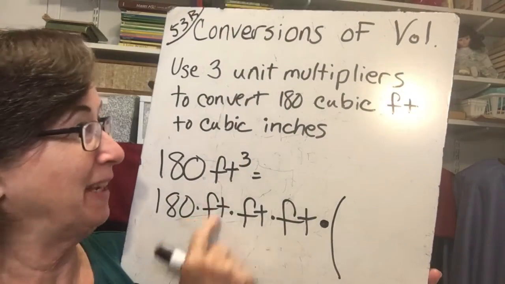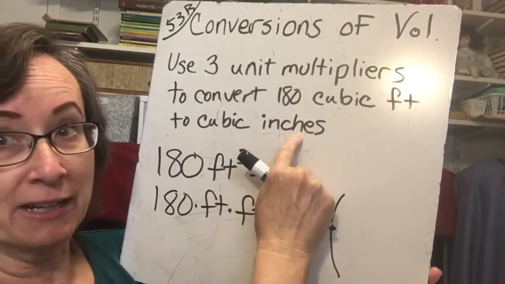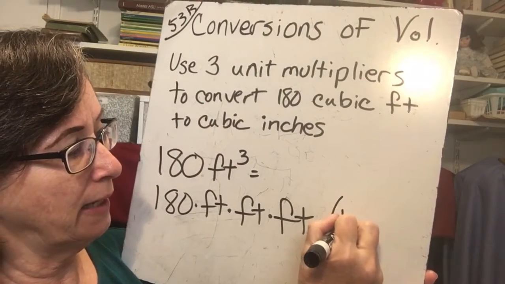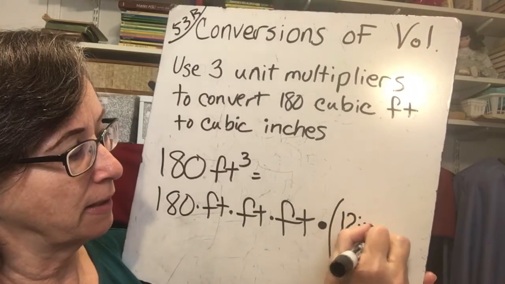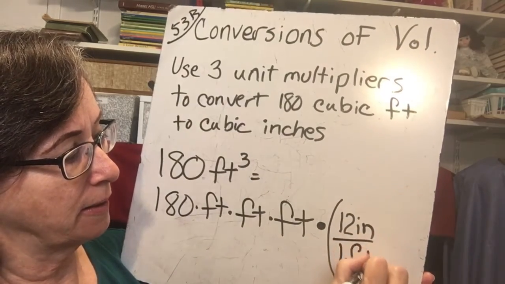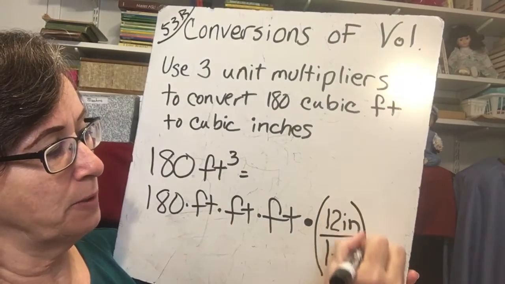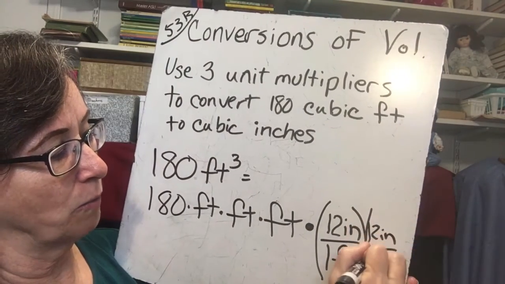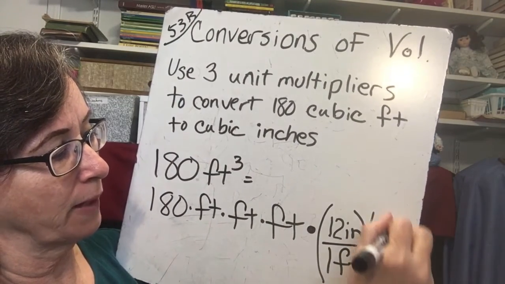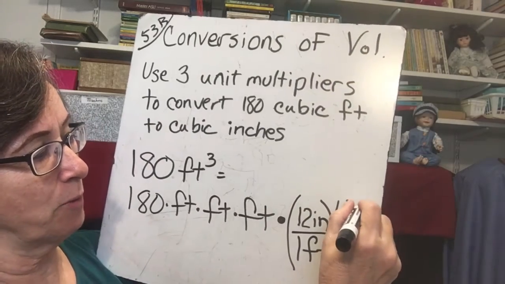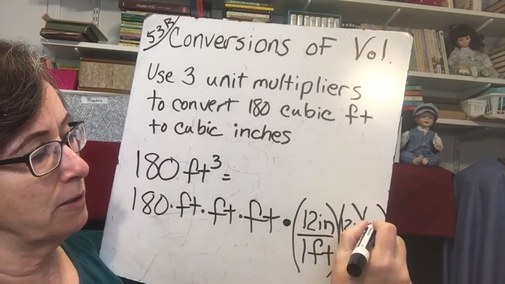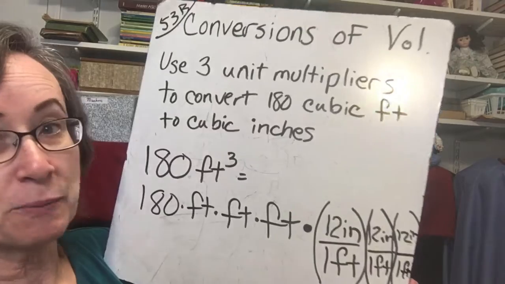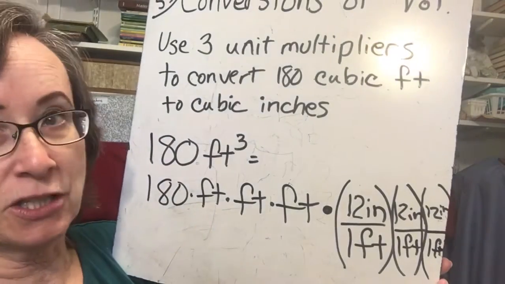So to get from feet to inches, because in our answer, don't we need inch times inch times inch? So we're going to say 12 inches is 1 foot, times 12 inches is 1 foot, times, can I squeeze one more? You think I can squeeze one more? 12 inches is 1 foot. Because we have to change each one of the feet into inches.